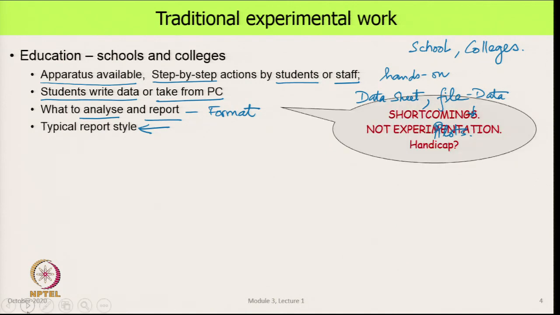The thing is that there are many shortcomings in what we do. We learn a few things. As teachers, if we are doing this, we are teaching a few things, but still we are missing out on a lot of things, which are the shortcomings. And by and large, what we are doing here is not experimentation. This is the point.